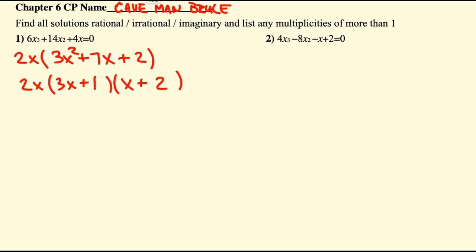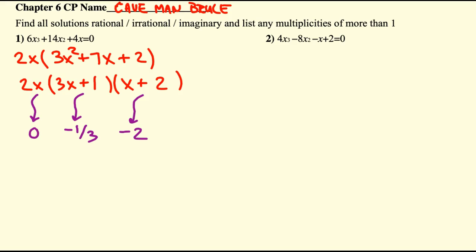So this one says find all solutions, rational, irrational, or imaginary, and list multiplicities, so that's what I need to do. So what makes 2x 0 is 0 itself. 3x plus 1, what makes that factor 0 is negative 1/3. And what makes x plus 2 0 is negative 2. Okay, there we go. Number one, check. Number two, the notation's kind of funny here, by the way. It says 6x, and then the cubed isn't very, it should be up in the air, but it's not. So, I don't know, cut and paste.